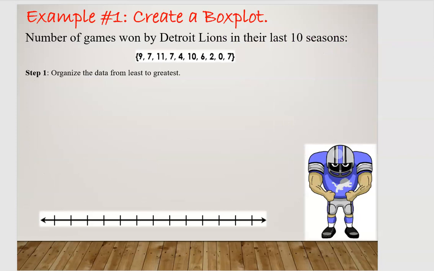And let's do an example. So here we have a data set of the number of games that were won by the Detroit Lions in their last 10 seasons. And we first need to organize our data set from least to greatest. Go ahead and do that now. And if a number repeats, write it again.